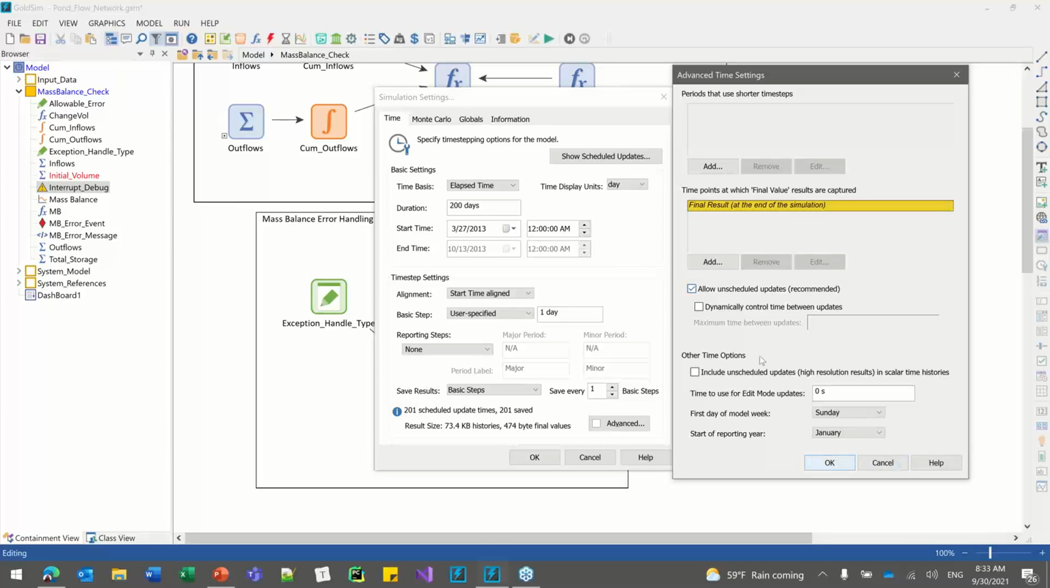And to see that, you would want to temporarily check this box that says include unscheduled updates. That way, if you were to try to debug your model and look to see what's happening, where am I missing flows? What am I missing here? If you check this box, then you will see everything in the time history result and have a better understanding of what's going on. This is really good for debugging. I would suggest unchecking this after you have finished debugging the model and you're ready to move it into production mode. Definitely uncheck that.